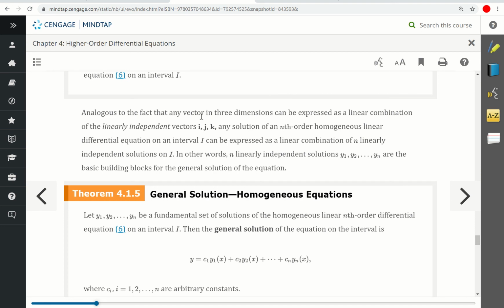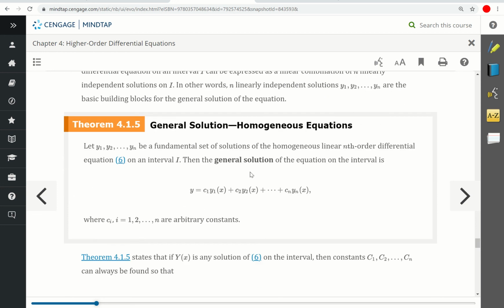Analogous to the fact that any vector in 3 dimensions can be expressed as a linear combination of the linearly independent vectors i, j, and k, any solution of an nth order homogeneous linear differential equation can be expressed as a linear combination of n linearly independent solutions on I. In other words, if we have n linearly independent solutions, let's call them y1 through yn, these are going to be the basic building blocks for the general solution of the equation.